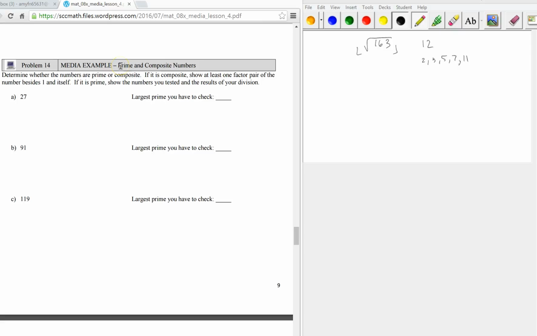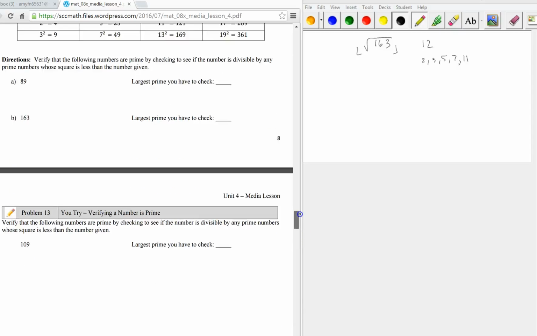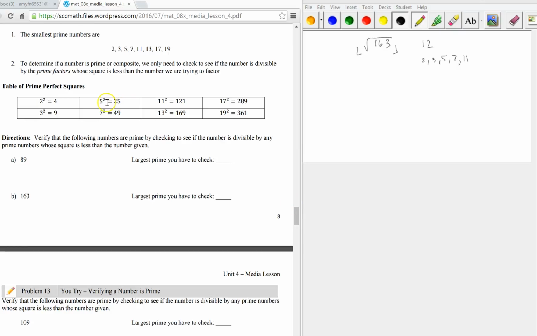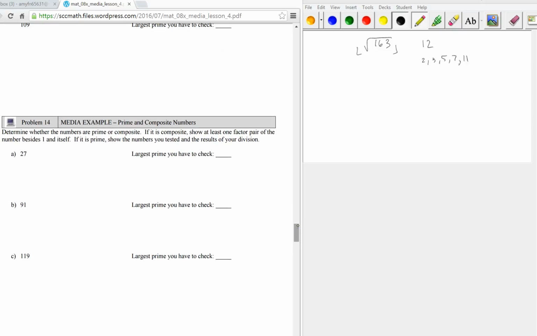Then we give them some numbers and have them determine whether they're prime or composite. Okay, and so here they basically follow the verifying a prime number process from the last example. But if along the way they get a factor, then they can just list that one factor pair and say the number is composite. So notice with 27, just looking at the largest you'd have to check, 27 is between 5 and 7, so you just have to check 2, 3, and 5. And again, that one's easier. It's divisible by 3, and most people know that.